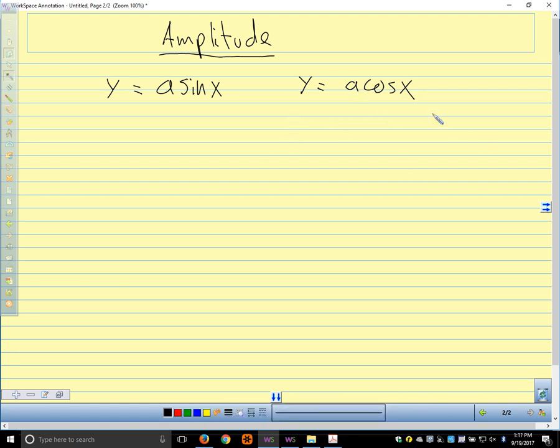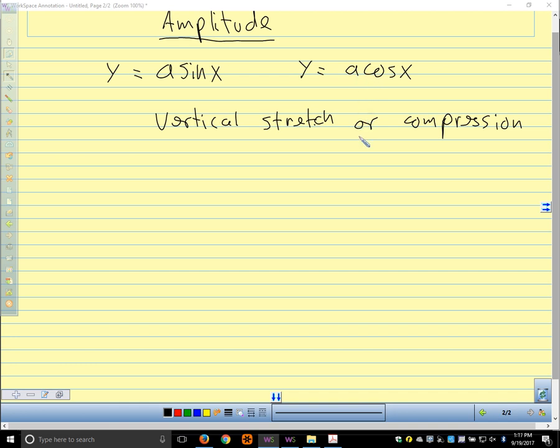So thinking just about transformations of functions, not necessarily trig functions, what does it do when we multiply by a number out here in front of the function? What does that give us in terms of transforming functions? Bigger or smaller, which direction? Vertical, right? We get a vertical stretch or compression. Our y value is changing, so that has to do with the vertical bit. So multiplying out in front by a number gives us a vertical stretch or compression.